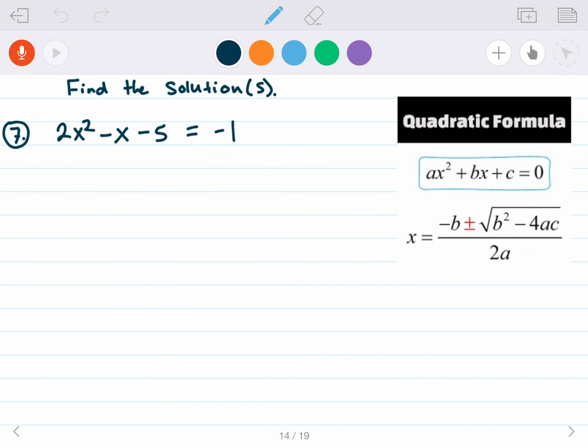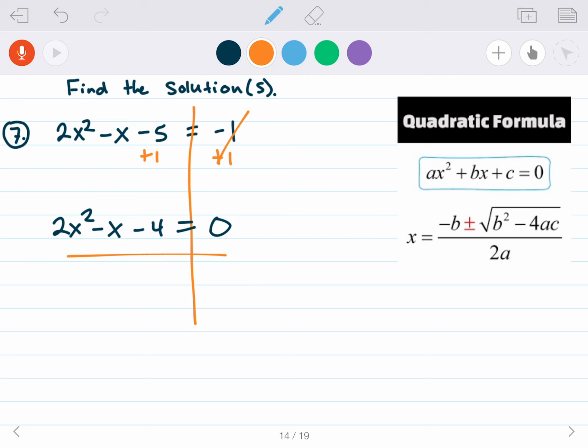All right, let's do this one. First thing I want to do is make sure one side equals 0. So I'm going to start by adding 1 to both sides to do that. When I do that, I get 2x squared minus x. Negative 5 and 1 make a negative 4, and that equals 0. So now I'm in a good position. Now that it equals 0, I can say a is equal to 2, b is equal to negative 1, and c is equal to negative 4.